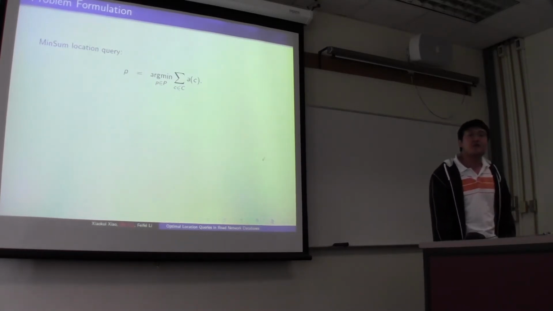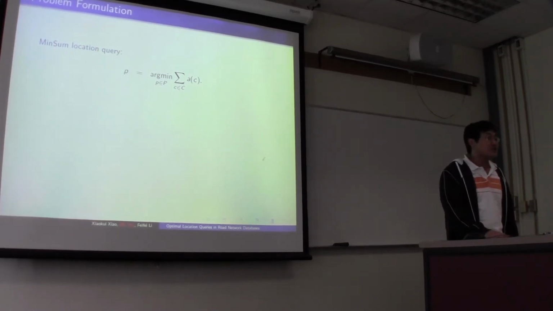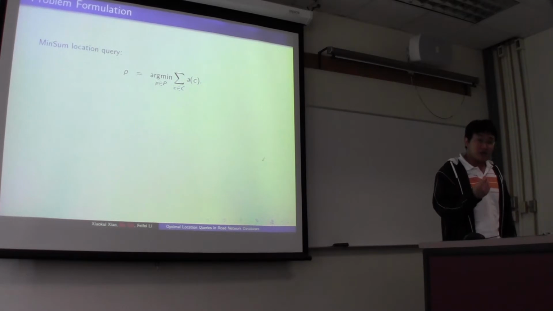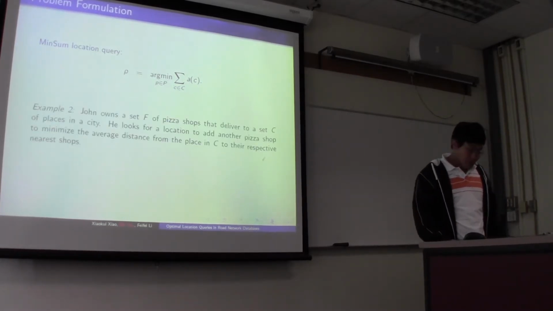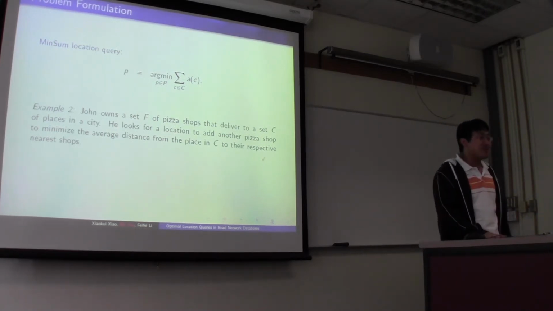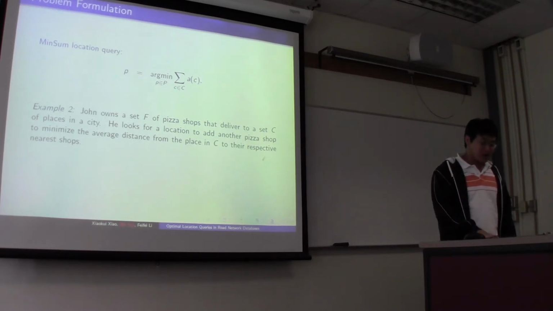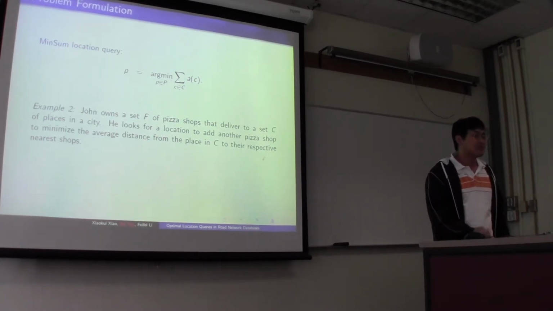The second variant is called a min-sum location query. It asks for a location to minimize the sum of the attractor distance for all the clients. Here is an example. Suppose June owns a set of pizza shops that deliver to a set of places in a city. He looks for a location to add another pizza shop to minimize the average distance from the places to their respective nearest shop.